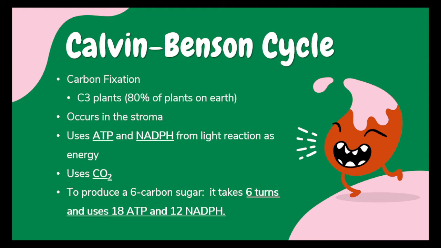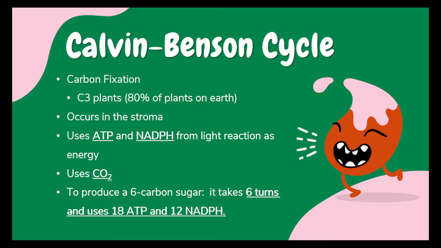If the light reaction occurred on the thylakoid membrane, this cycle occurs in the stroma, the space all over the chloroplast. And it uses our products from the light reaction, such as the ATP and NADPH. And also, it uses carbon dioxide. That is why it's very important for plants to have carbon dioxide for this particular process.